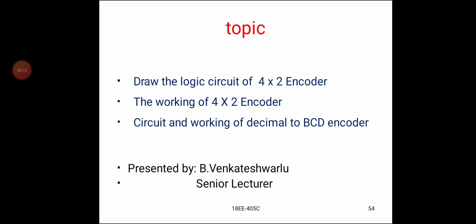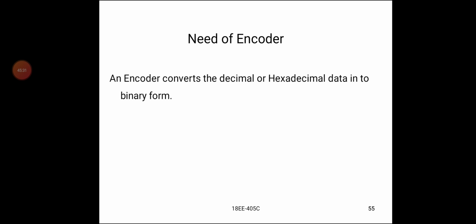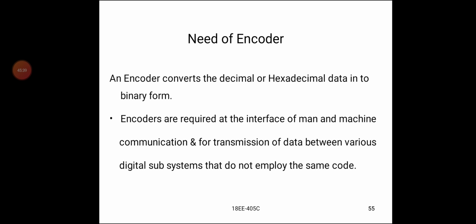Next topic: draw the logic circuit of a 4 to 2 encoder. The working of the 4 to 2 encoder and the decimal to BCD encoder. Need of encoder: an encoder converts decimal to hexadecimal data into binary form. Encoders are required at the interface of man and machine communication, and for transmission of data between various digital subsystems that do not employ the same code.